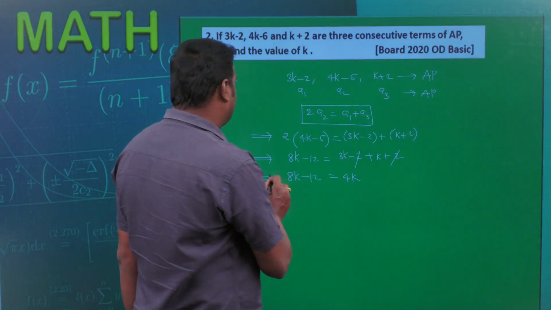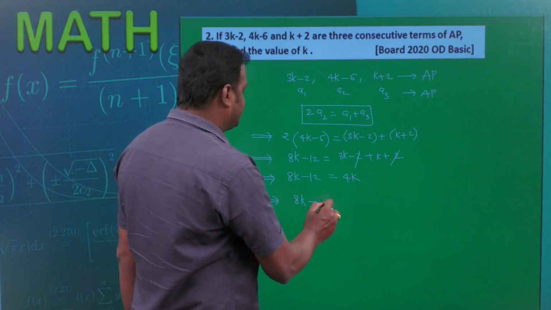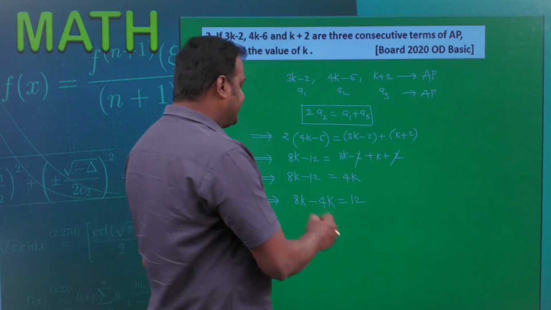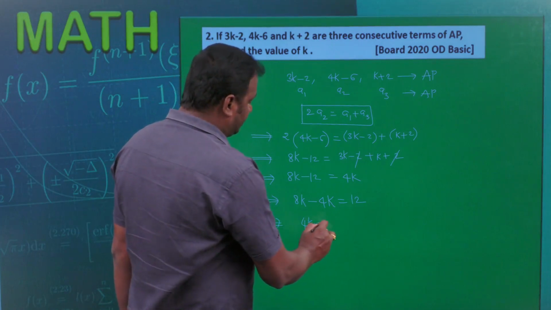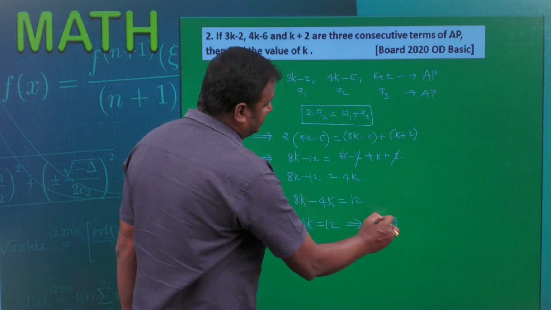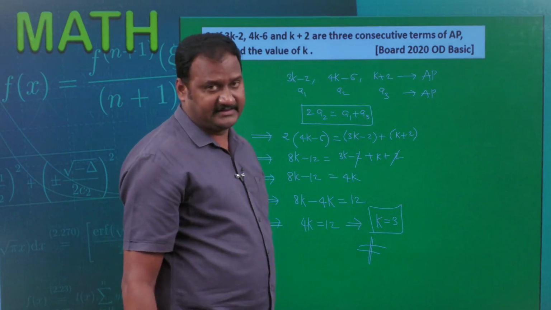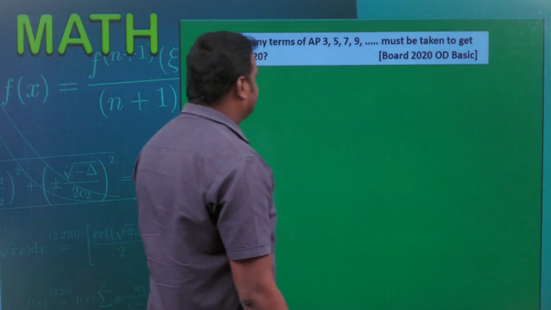So 8k minus 12 is equal to 4k. Then 8k minus 4k is equal to minus 12 will become plus 12. What is 8k minus 4k? It is equal to 4k equals 12. 4 into how much equal to 12? 4 3s are 12. Therefore, the value of k is equal to 3. Hope you understand. It's a very simple problem. Coming to the next one.